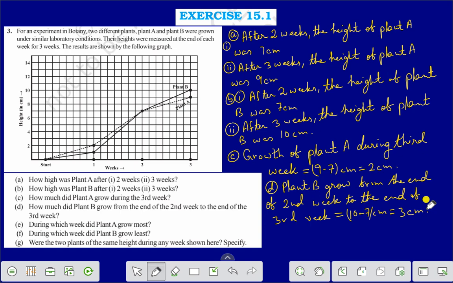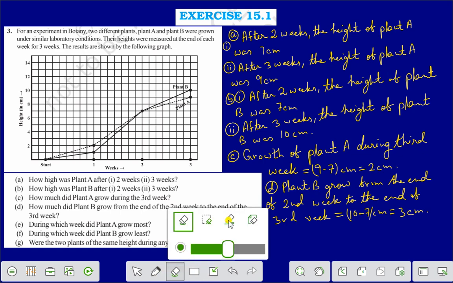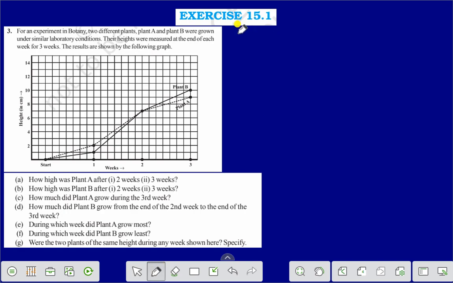The question number E. During which week did plant A grow most? Let us find question number E. Now we'll solve question number E. The question is, during which week did plant A grow most?